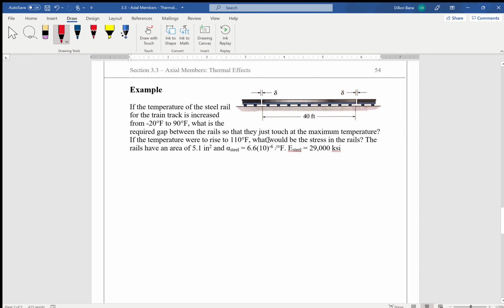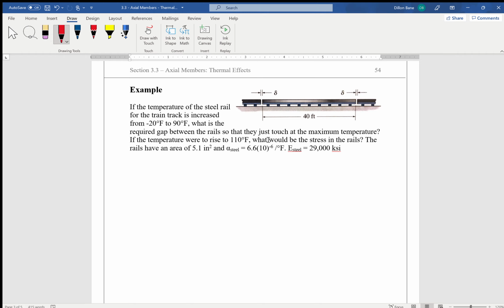So we're looking at some train tracks, from like a side view, if you will. The temperature of this steel railroad track, so that means we need alpha of steel, is increased from negative 20 degrees Fahrenheit to 90 degrees. What is the required gap between the rails so that they just touch at the maximum temperature?